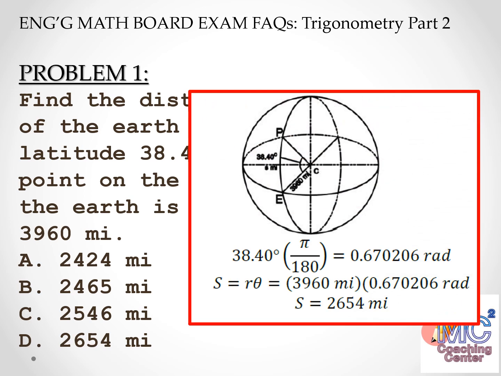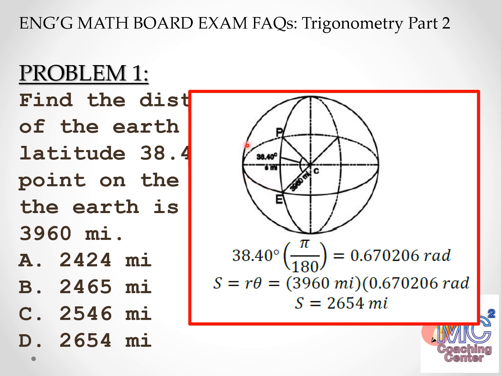So, sa Earth. Ito yung latitude, yung mga line na pag latitude, ito naman is the longitude. So, sabi sa problem, 38.40 degrees sa latitude. Therefore, galing sa equator, north of equator, there is 38.40 degrees. Ito naman yung radius ng Earth, which is 3,960 miles. Yung tinatanong dito, class, is the length of this arc, PE.